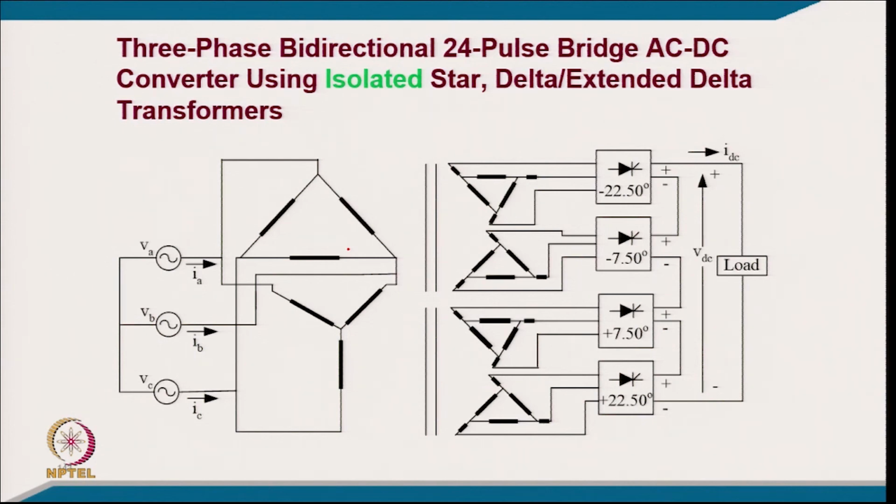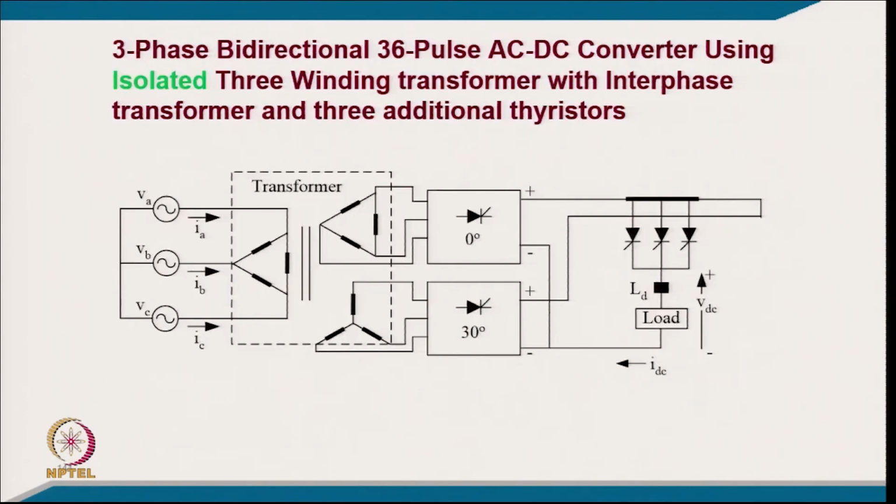You are converting with phase staggering of 60/4. So, you are able to get a 15 degree phase shift, as you can see here, 15 degree plus minus 7.5, and you are able to convert with the extended delta, and you are able to realize this 24 pulse converter in series.